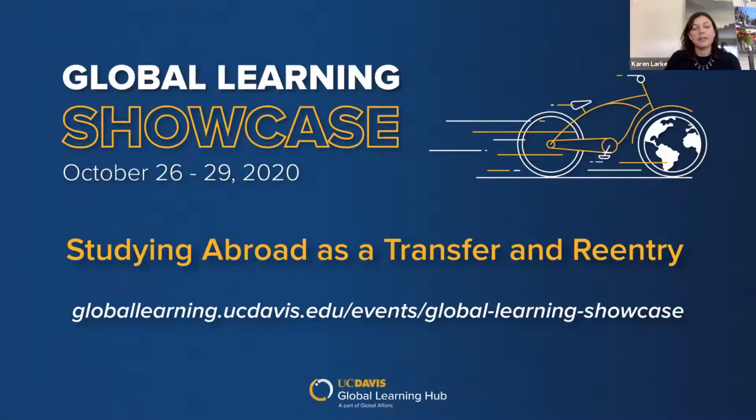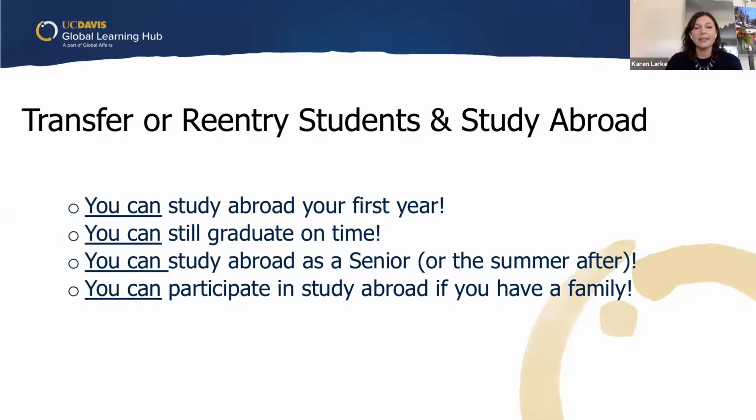First of all, studying abroad as a transfer and reentry student. There are some myths about studying abroad as a transfer or reentry student. First of all, you can study abroad your first year if you plan on a spring or summer program. If you want to hit the ground running, meet with your advisor and take a look at deadlines for enrollment to get started. You can also still totally graduate on time. There are a wide variety of programs available which allow you to earn UC credits towards your major, minor, or GE requirements. You can also study abroad in your senior year, and many students choose to study abroad as a senior or even during the summer after graduating.